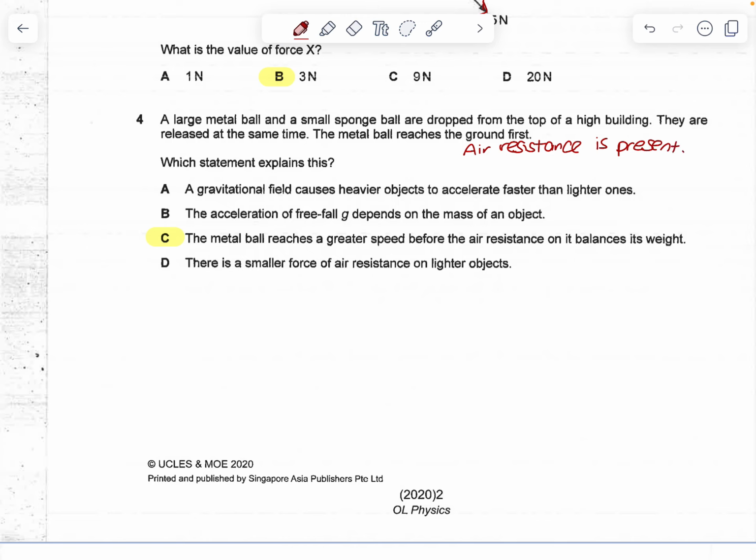Okay, so option A says that gravitational field affects heavier objects and makes them accelerate faster. No. G is constant at 10 meters per second per second. Option B says that the acceleration of free fall, G, depends on the mass. No. It's weight that depends on the mass, because the formula W equals mg. Option D, there's a smaller force of air resistance on the lighter object. No. Air resistance is proportional to speed.